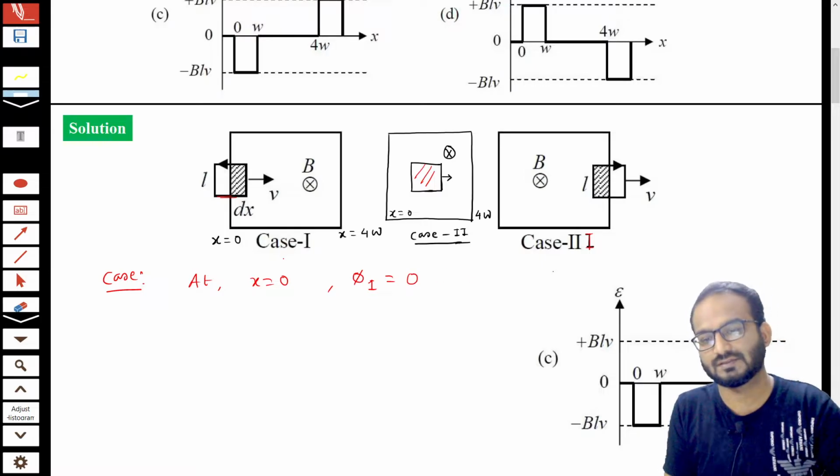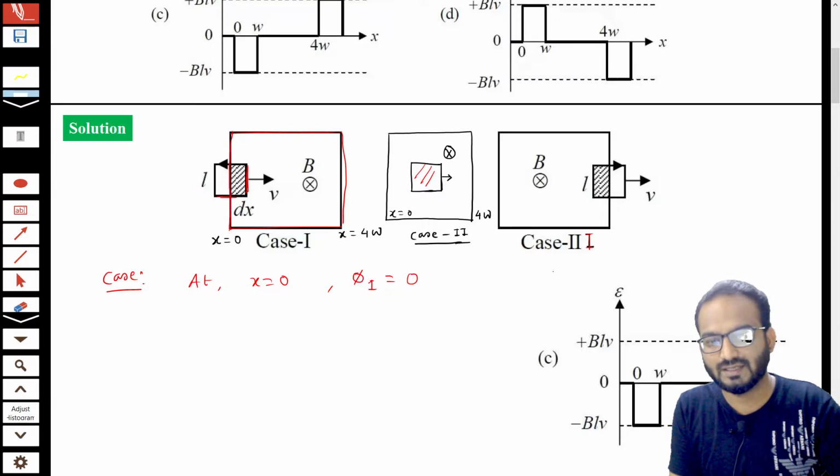No flux is passing through it, because x equals 0 means the front end is here. It has not entered into the magnetic field regime, because the magnetic field is extending only between 0 to 4W. When the front end is at this point, it is like this. This is the front end and this is x equals 0. So at this point there is no flux.